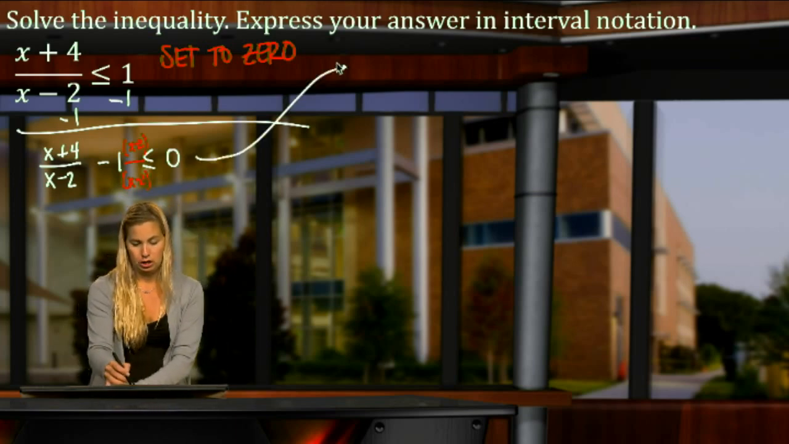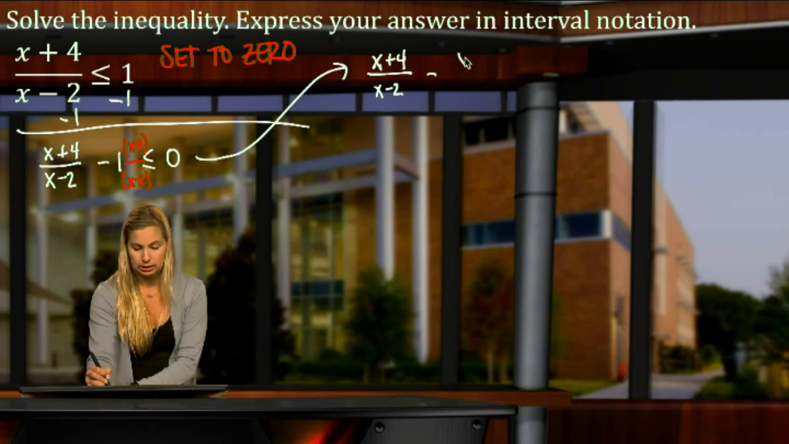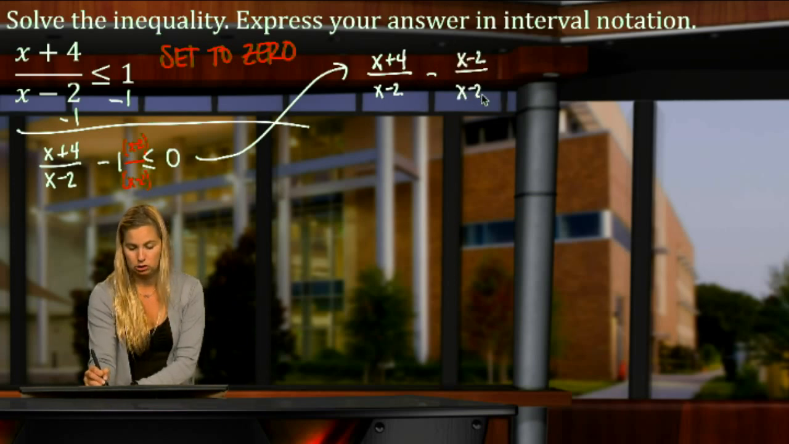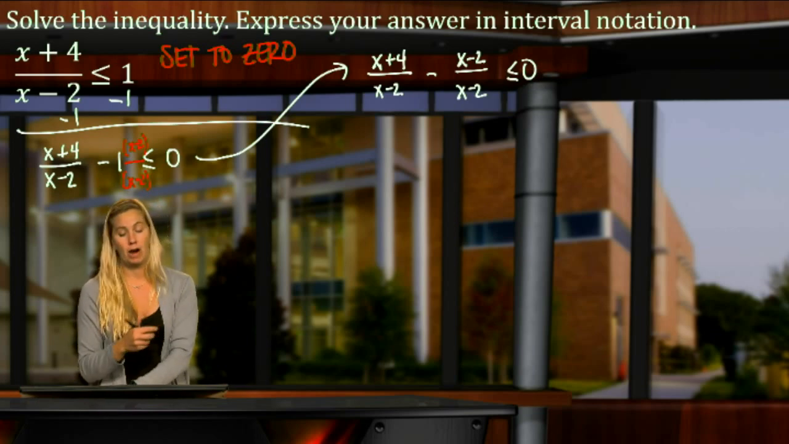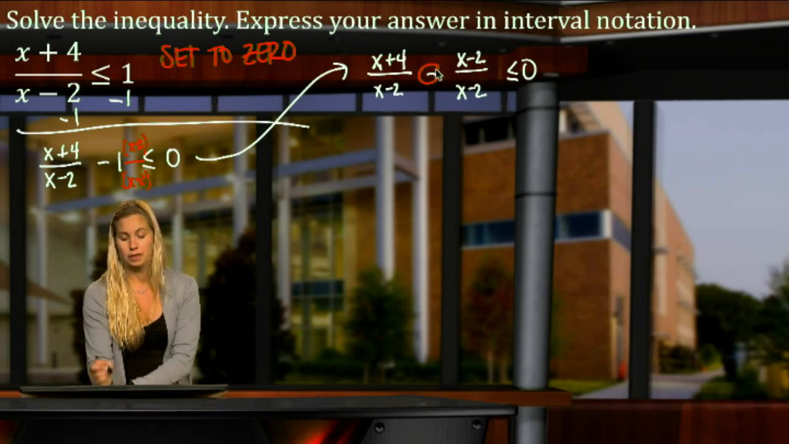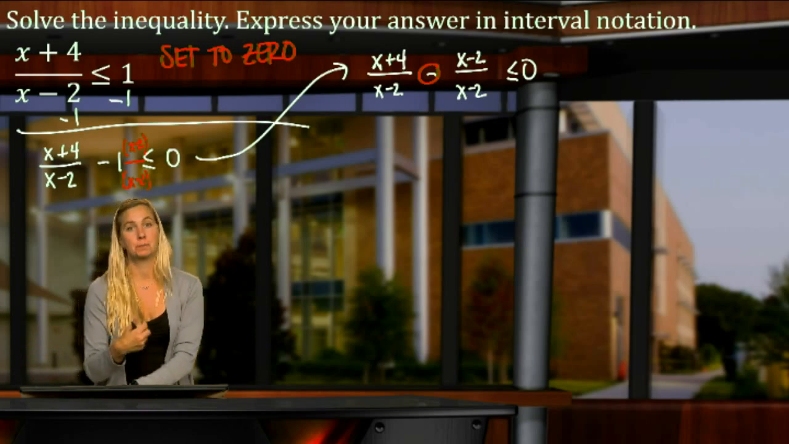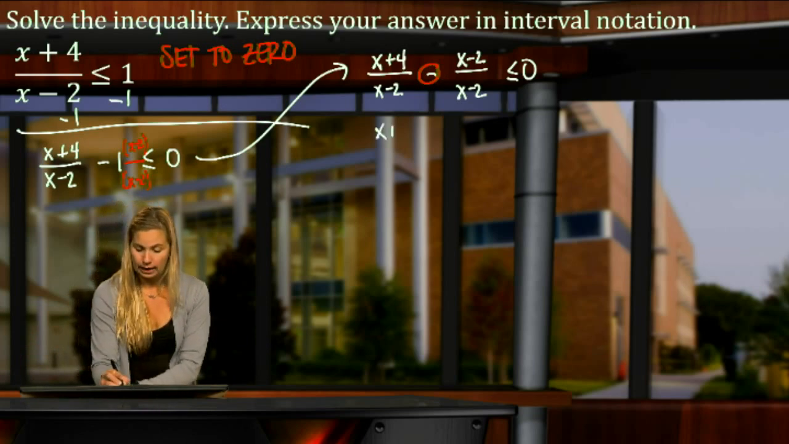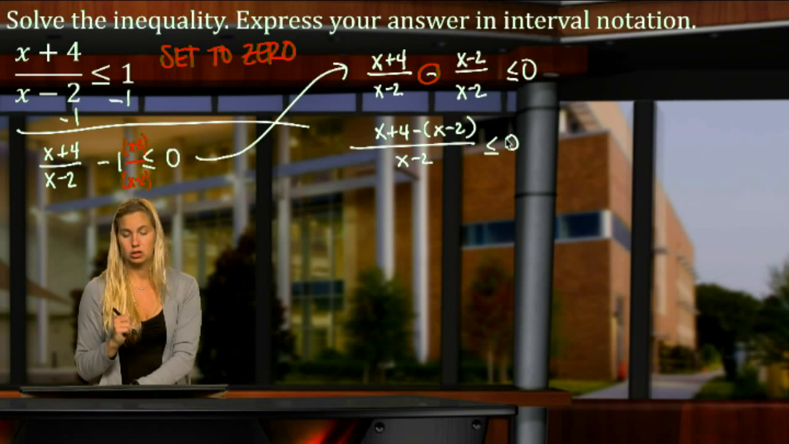I'm going to come over here so I have a little bit more space. We have x plus 4 over x minus 2 minus x minus 2 over x minus 2 is less than or equal to 0. And now that both of those terms have the same denominator, we can combine them as one fraction. Be careful with this minus sign, though. I'm subtracting the entire second numerator, so we're going to need to use parentheses. x plus 4 minus (x minus 2) all over x minus 2 is less than or equal to 0.